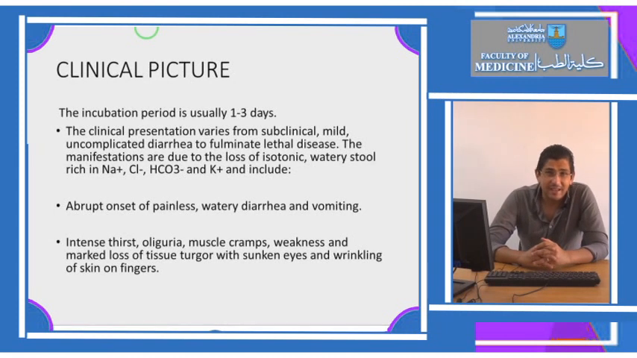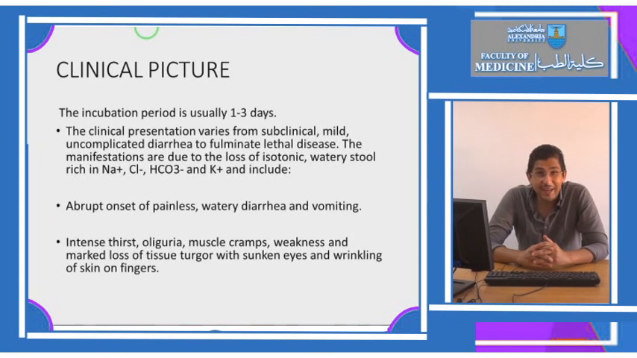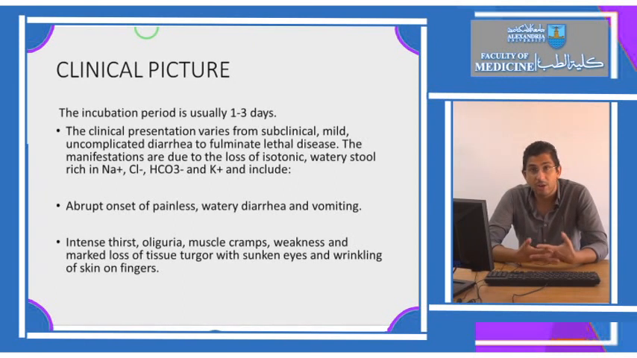The virulence of this, and the morbidity and high mortality in cholera diarrhea, is due to the abrupt onset of painless watery diarrhea, up to the severity that it may lead to dehydration. The intense thirst, oliguria, muscle cramps, weakness, and mild loss of tissue turgor, with sunken eyes and wrinkles of skin on fingers, are the manifestations of dehydration. So the main clinical presentation is severe, abrupt, painless, watery diarrhea up to the level of dehydration.